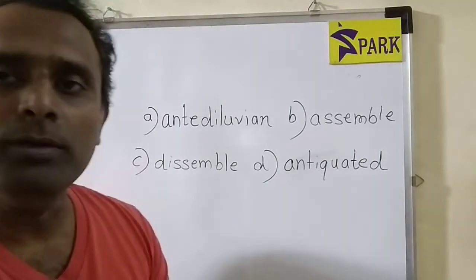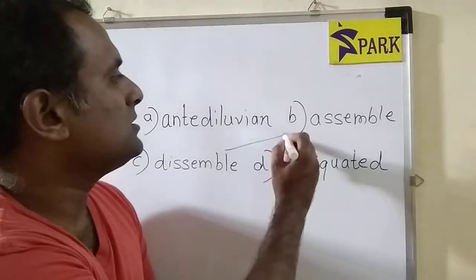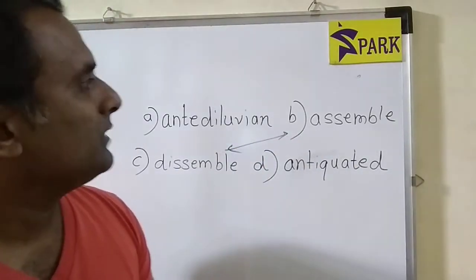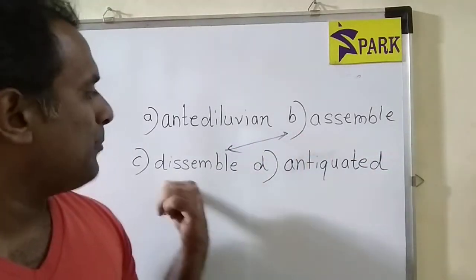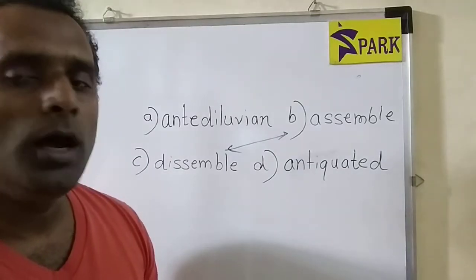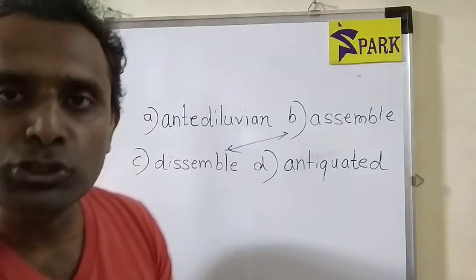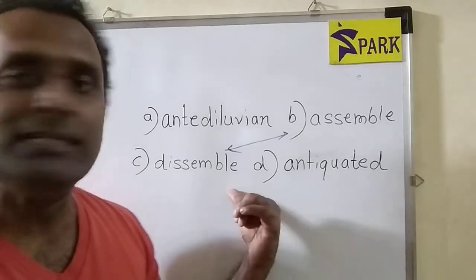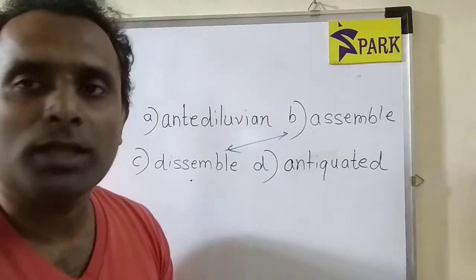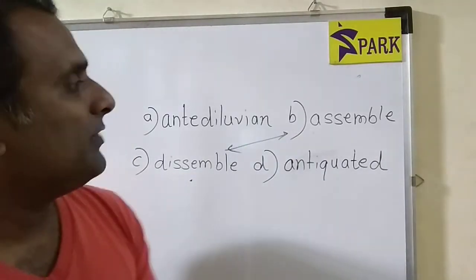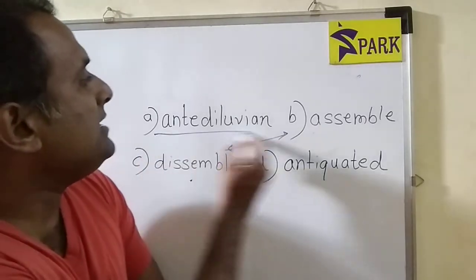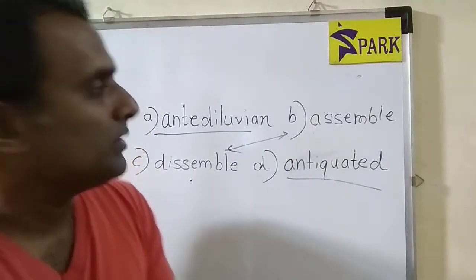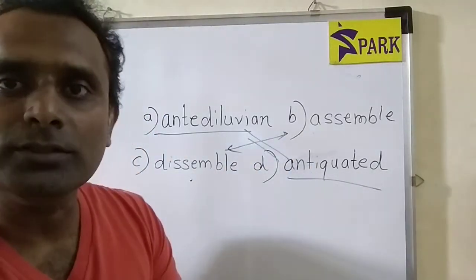Most probably you will choose these 2 words by saying that assemble is opposite to dissemble. But let me tell you, assemble is not opposite to dissemble. They are in fact completely different from each other. The answer of this question will be this: antediluvian and antiquated, which are similar to each other.